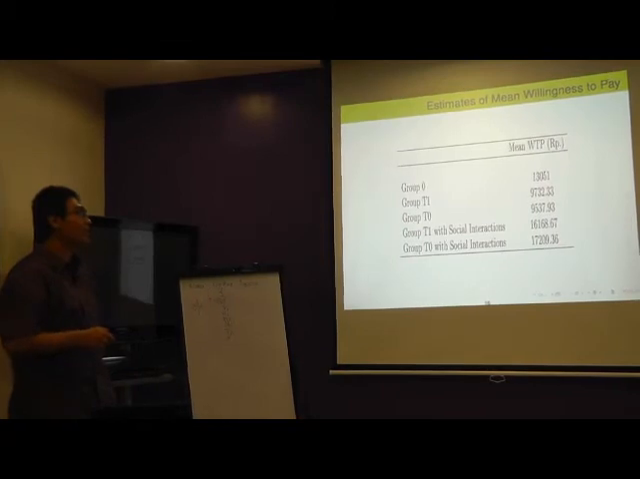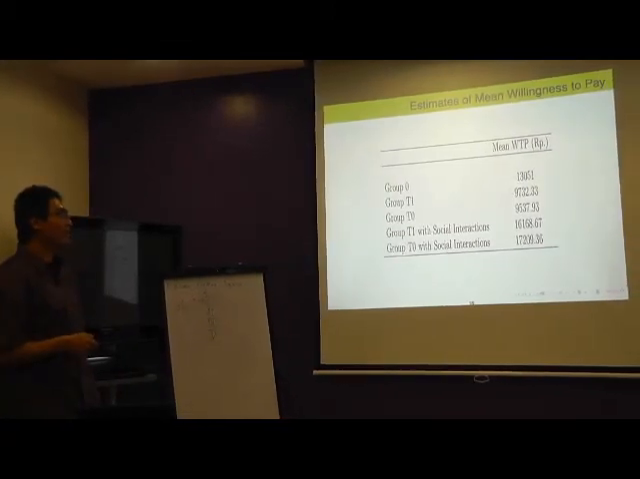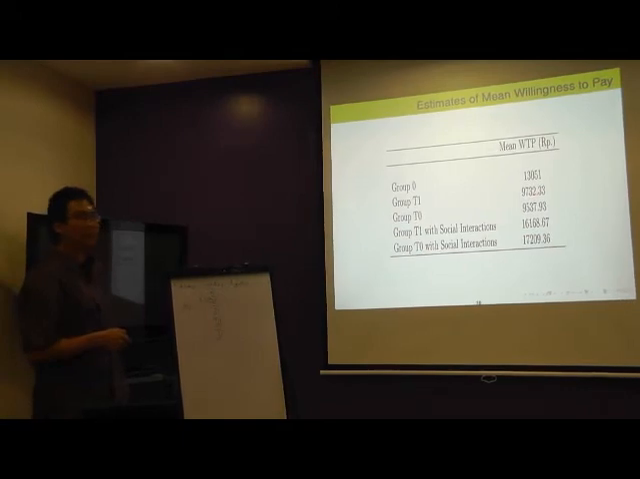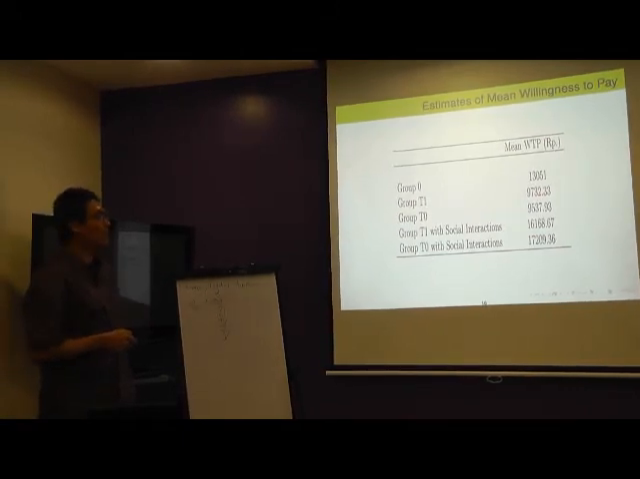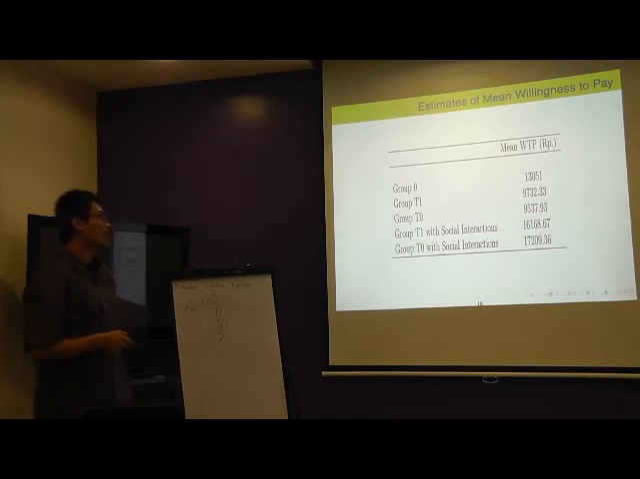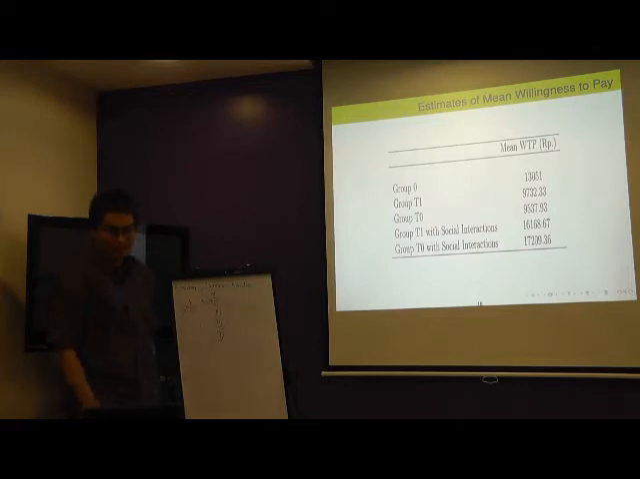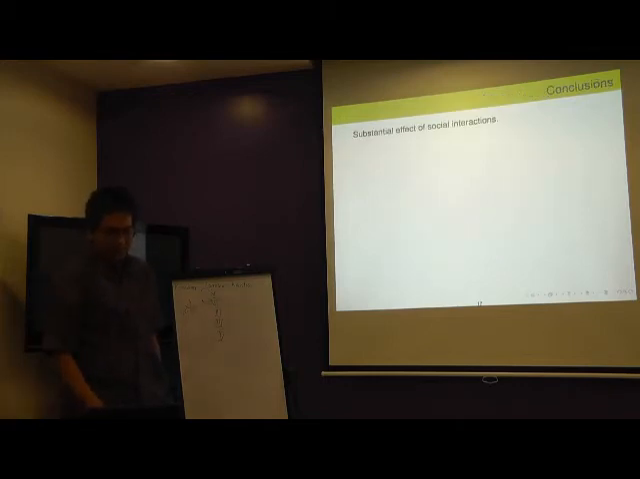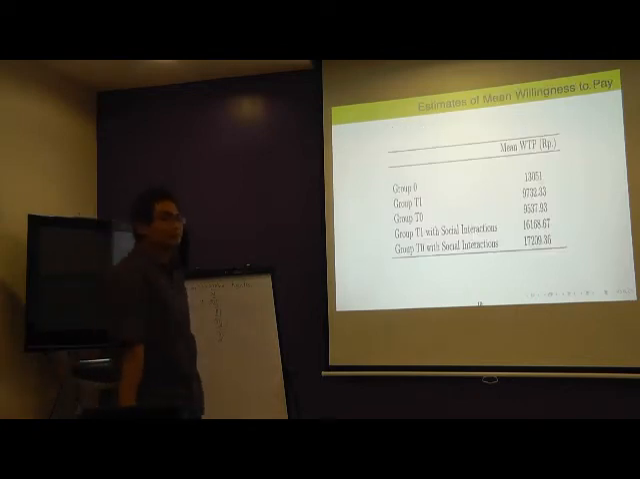13,051 rupiah per month. And then group T1 and group T0, those who did not have a social interaction, pay less than group zero, while group T1 with social interaction, who discuss with others, pay 16,000 something, and then 17,000 something, which is higher than the control group's mean willingness to pay. Conclusion. So that's per month. Yes. Willingness to pay per month. Yes. Per household. Per household. Per month.